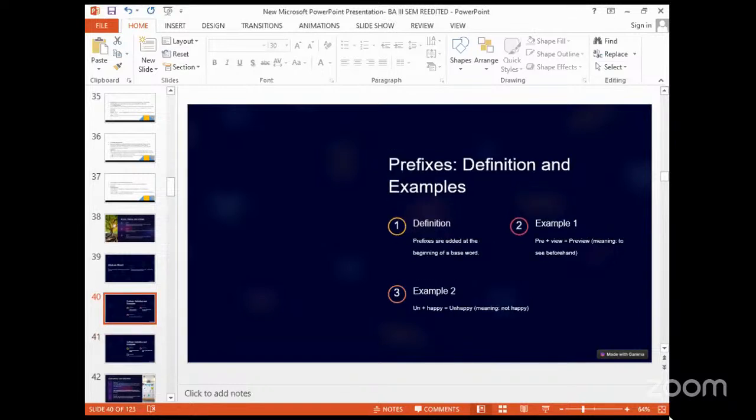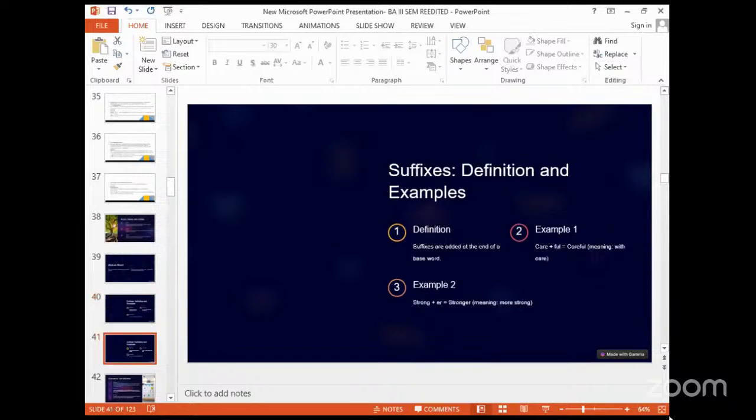The prefixes are added at the beginning of a base word. Example, preview, where pre means to see beforehand. So pre is a prefix here. Again, unhappy. Un is a prefix added to happy. And if you look at the word, it changes completely. Happy is something different and unhappy is something different. The meaning of the word changes.